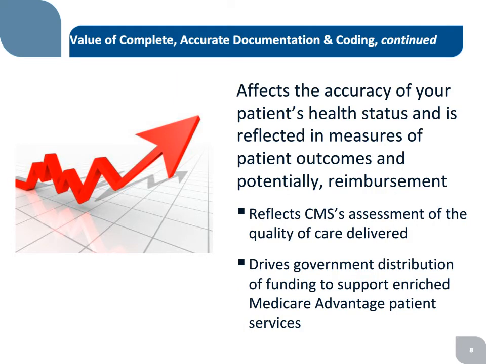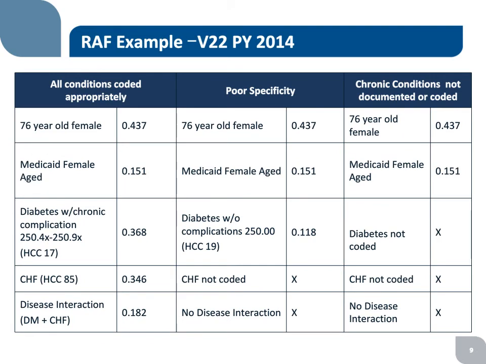So it affects the accuracy of your patient's health status and is reflected in your measures and patient outcomes, which are things that are all being measured in today's world. It reflects CMS assessment of the quality of care delivered and drives government distribution of funding to support enriched Medicare Advantage patient services, and not just Medicare Advantage. So how the model works now is, and this is a good slide to give you an idea of how that RAF score works.